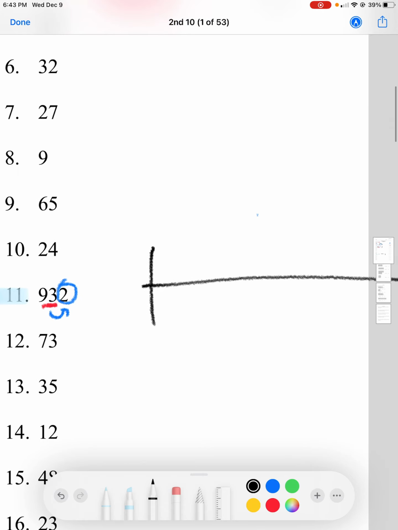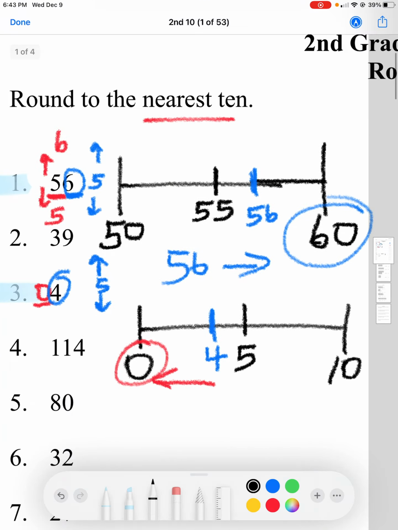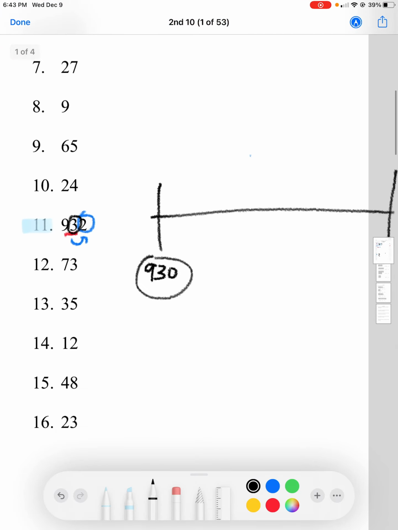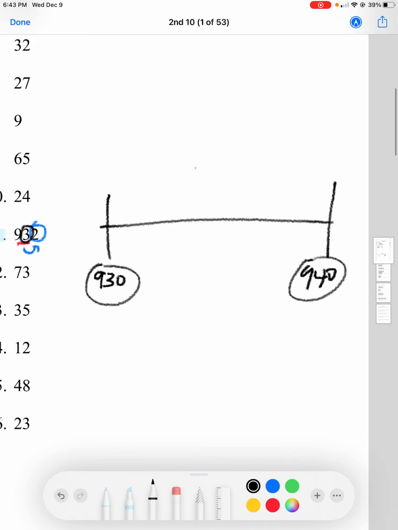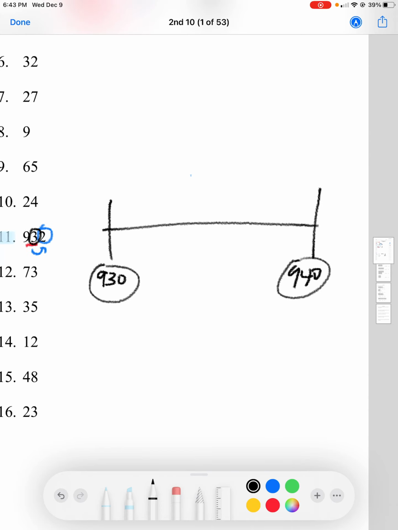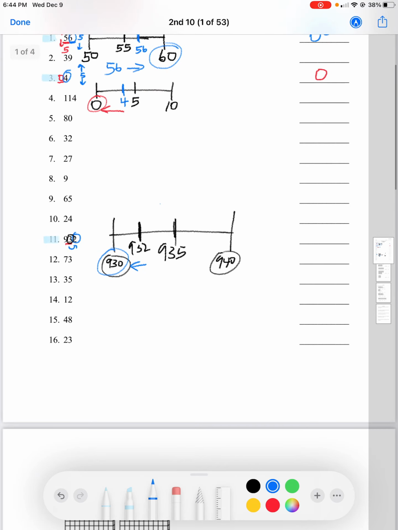Okay, so the number right here will be the number with the 10 that we currently have. And then the number over here will be the next 10 that we will be rounding up to if we round up. So the middle number is 935, and then 932 is around about here. Now because it's closer to 930, we're going to be rounding it down to 930.